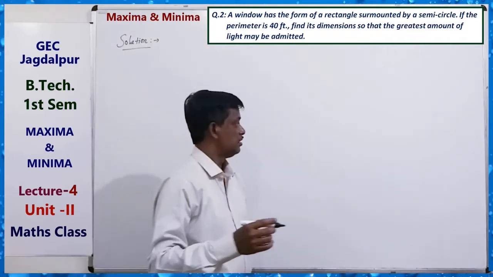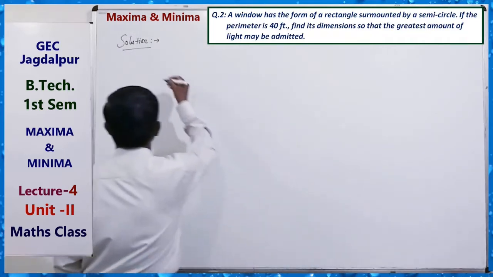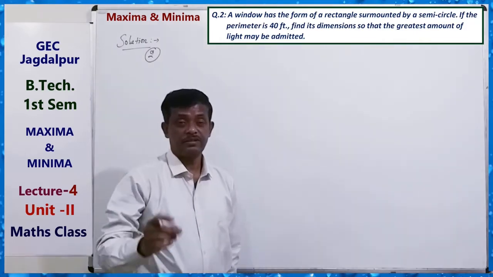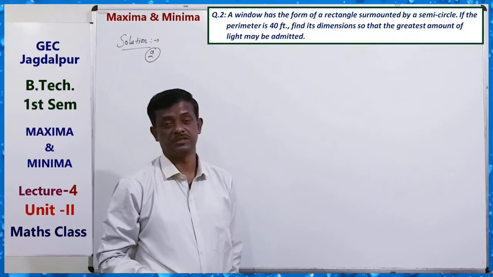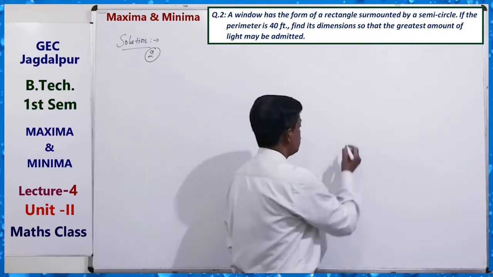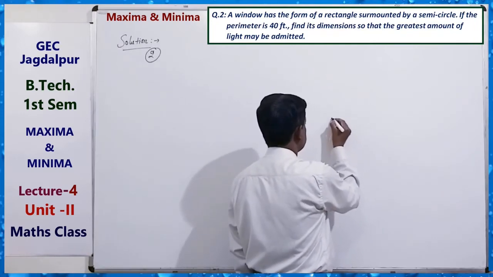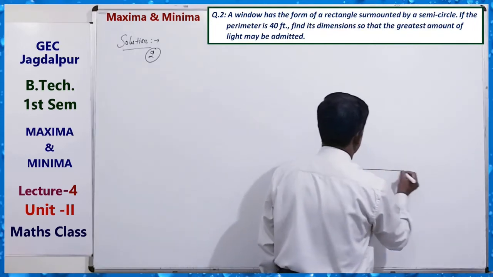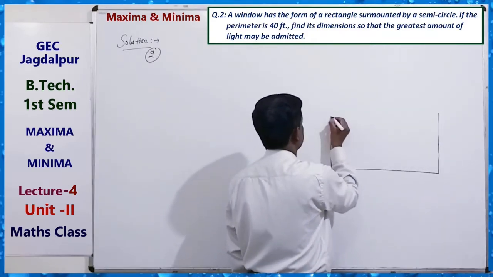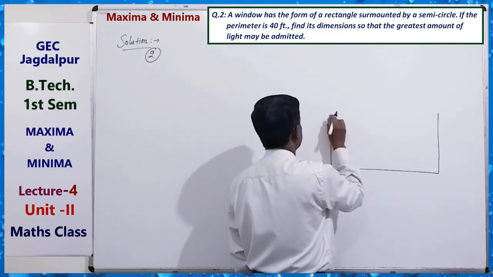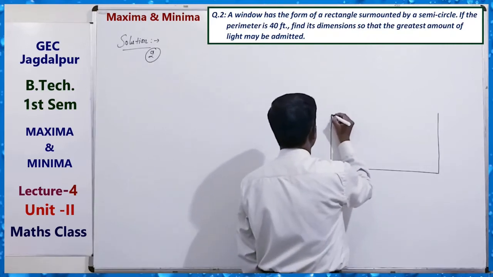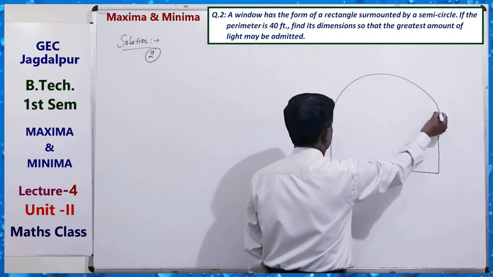So here, question second, I will write the function and solve this. You have to write in detail for exam purposes. Okay, so here rectangle, so suppose this is a rectangle. Shape of window, this is a rectangle. Clear? And the rectangle is surmounted by a semicircle. So we can draw like this.